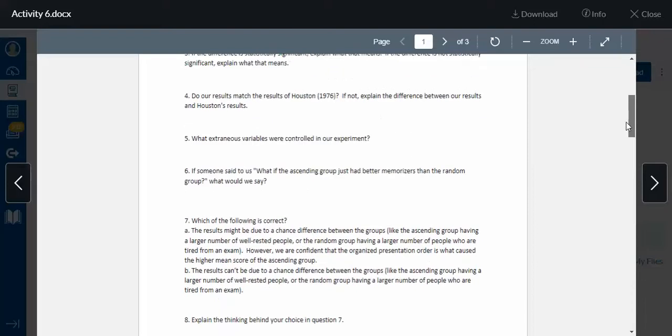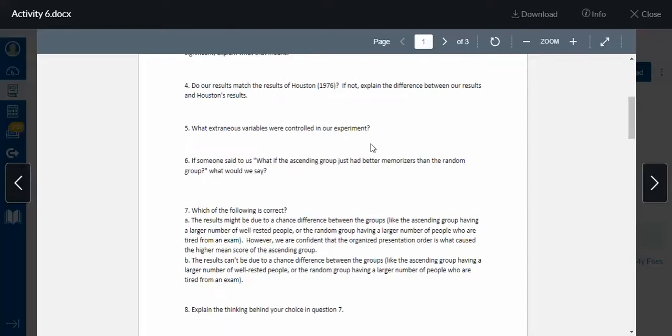This says what extraneous variables were controlled in our experiment. So for question 5, you just have to imagine that we actually did this experiment in class. So let me describe what we would have done. I would have presented the numbers, and I would have timed the presentation rate so that every participant saw the numbers at 2 seconds per slide. I would have shown everyone the same list of numbers, just only the presentation order would vary.